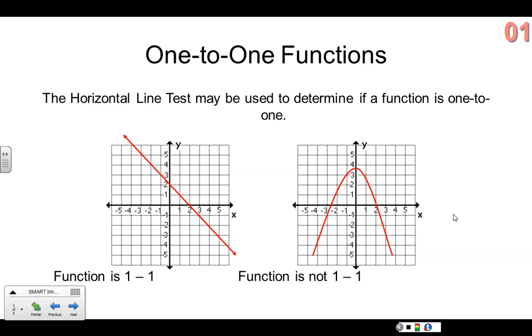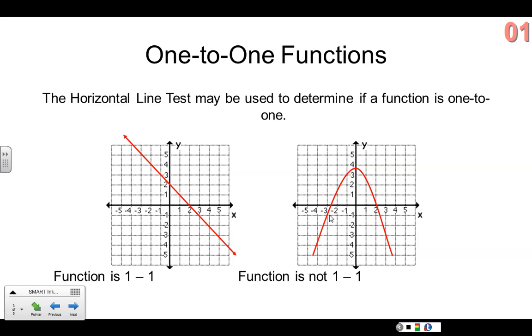The horizontal line test may be used to determine if a function is one-to-one. In other words, if I can draw a horizontal line anywhere through the function and it only passes through one point, then it's considered to be a one-to-one function. Look at the left graph here. The line we have graphed would be considered a one-to-one function because everywhere I could draw a horizontal line, it only passes through one point. Therefore, it is considered a one-to-one function.